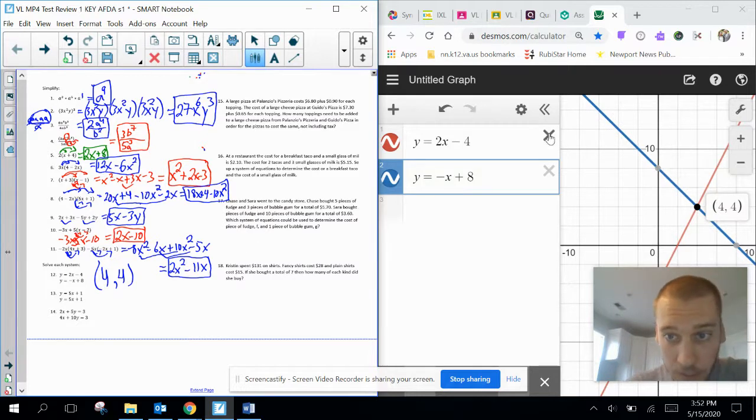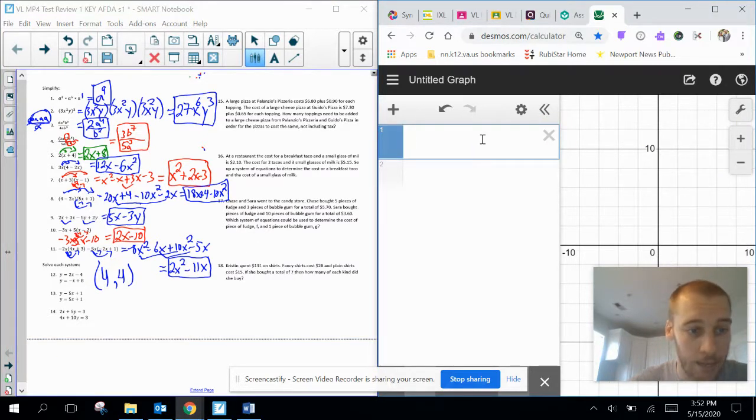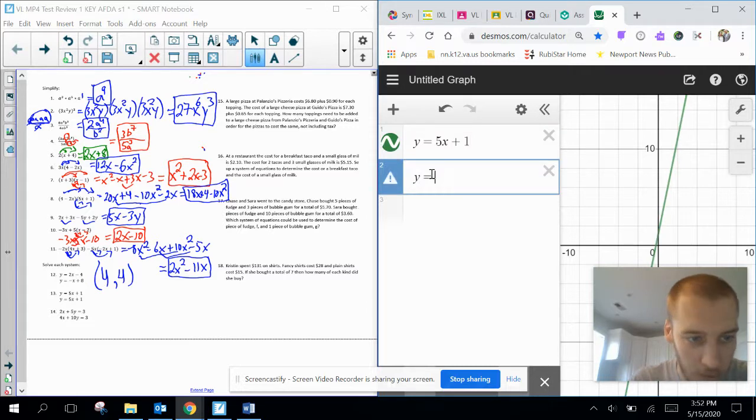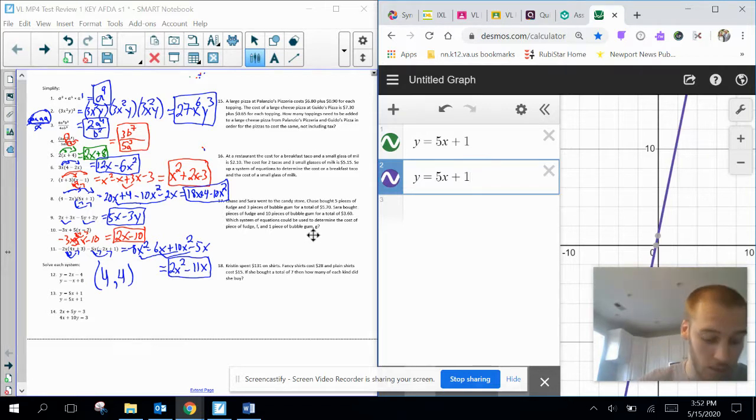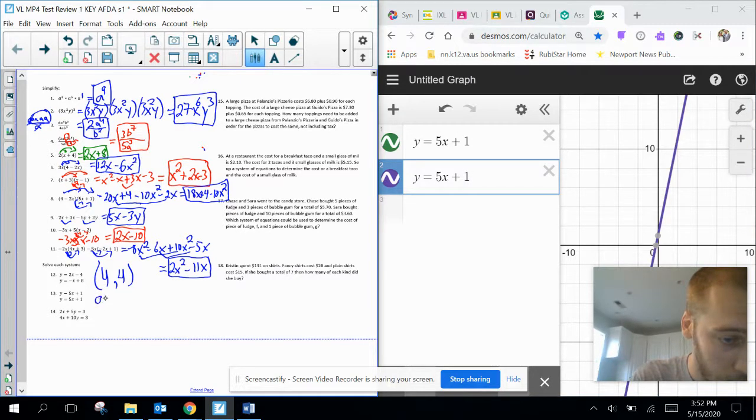Number 13, same thing. I'm just going to type these into Desmos. So we've got y equals 5x plus 1. And then the other one is looking a bit familiar, y equals 5x plus 1. And look what happens. The green one is right here. The blue one is exactly on top of it. So these lines are going to touch each other forever, always. So your solution right here, you can either just say always, or all solutions, or infinite. I'm just going to say always.